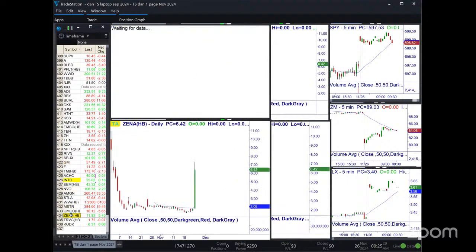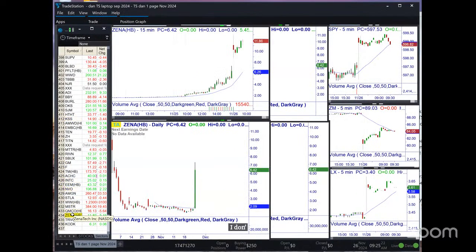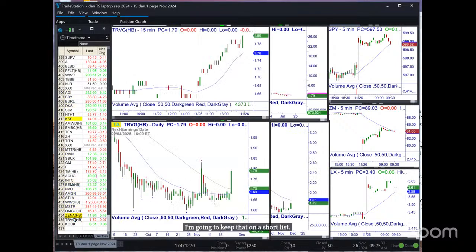Zena, I don't know what the heck happened to this yesterday, but now it's gapping to 1186. I'm going to keep that on a short list. Trivago blasted yesterday. That would have been a fantastic 30-minute high because it broke out going sideways for an hour. There's your entry. Stop prior day's low. That's one of those little travel companies.